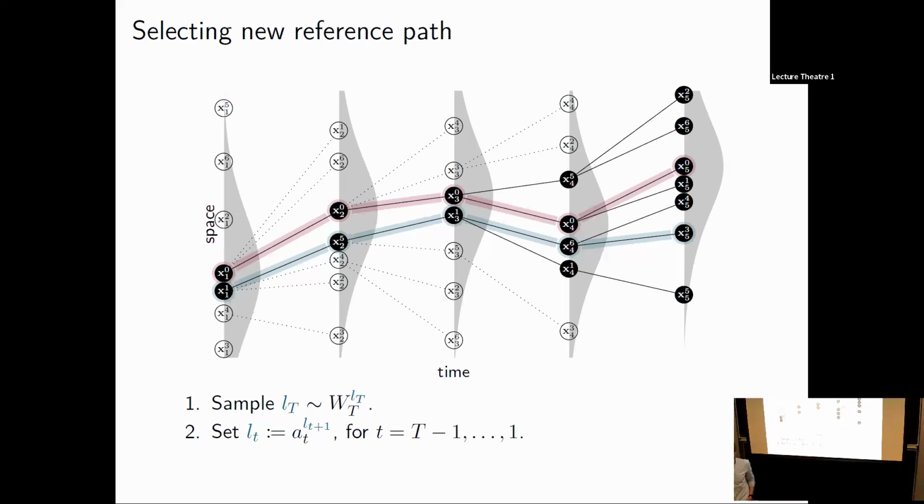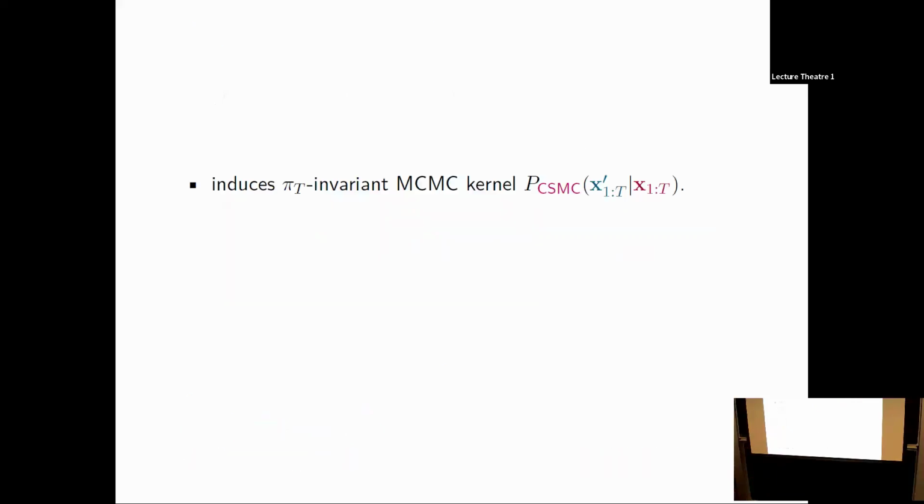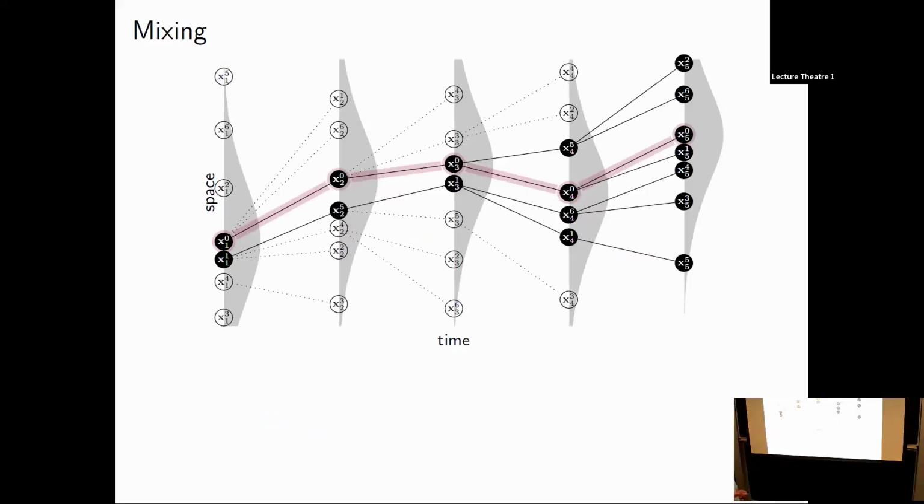Wouldn't this suffer from path degeneracy? Yeah, that's what I'm coming to now. So this all looks good. I've updated all the states, but I'll come to that in a second. So this way we induce an invariant MCMC kernel, and the key thing to see is that we essentially do T accept-reject decisions rather than one as we would in a classical MCMC algorithm. That's my high-level view of these things.